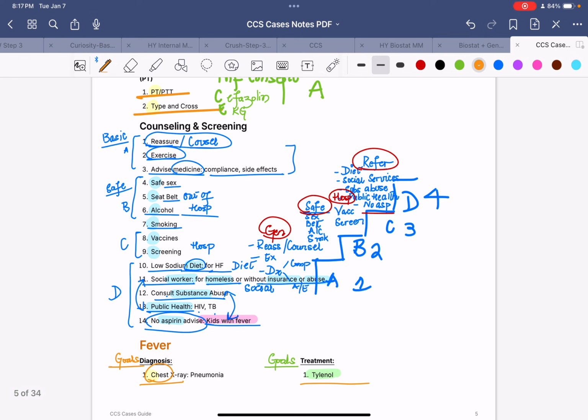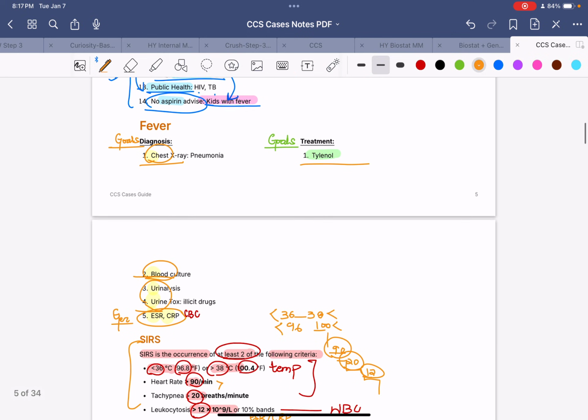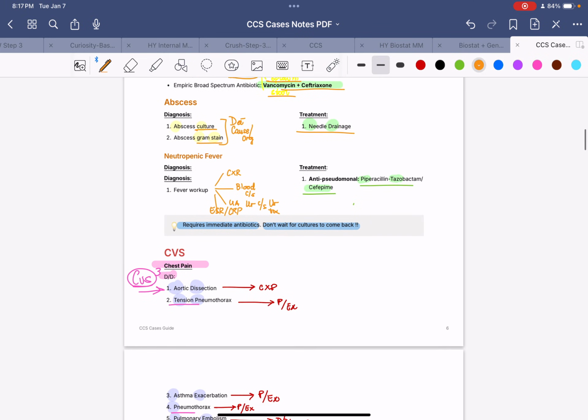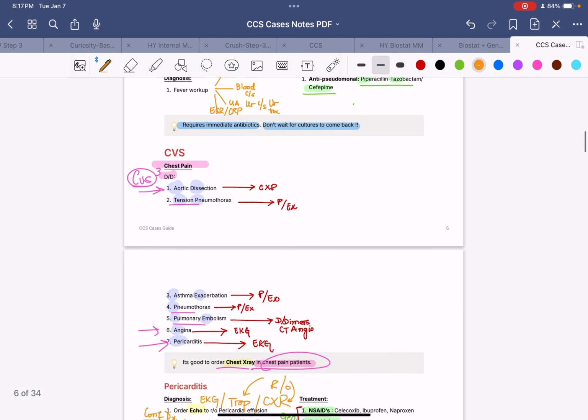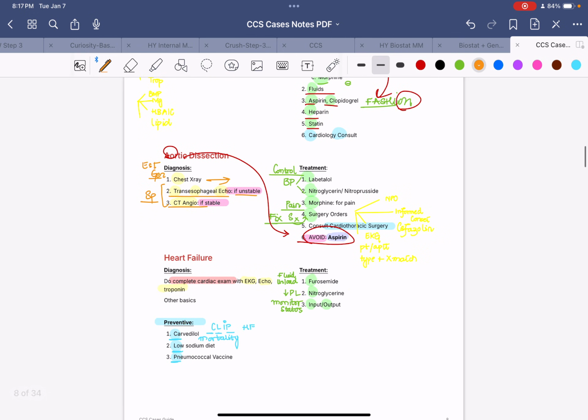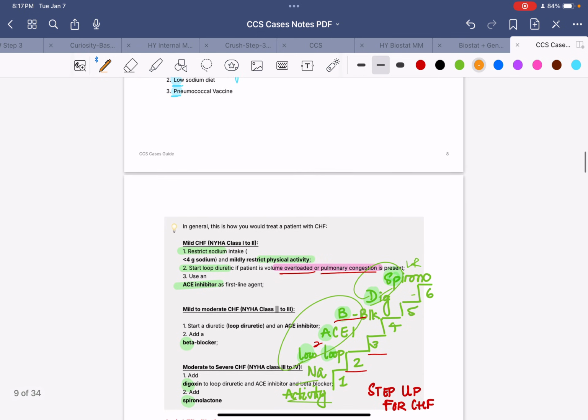Then we did the counseling and screening with A, B, C, D, in which we did the general counseling, the safety measures, the hospital things that we can do, and the referral things that we can do. Then we went and saw the fever, SIRS, abscess, neutropenic fever. These are the general things. And then we have covered the CVS. And we're going to continue the next systems in our next video.